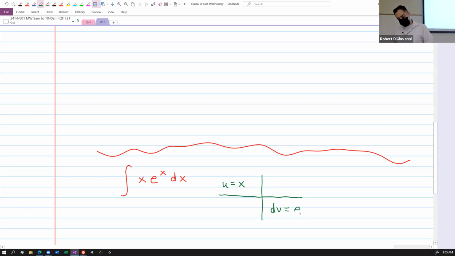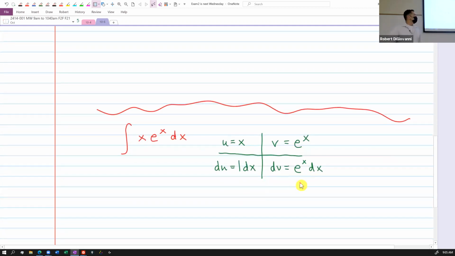So dv is e to the x dx. When we fill out the integration by parts table, we'll get a 1 dx here, and the antiderivative of e to the x is itself. I'm doing integration by parts because if I let this be u, when I take its derivative, it'll become 1. And then that makes the e to the x dx be the dv. When I integrate that, that'll become itself.